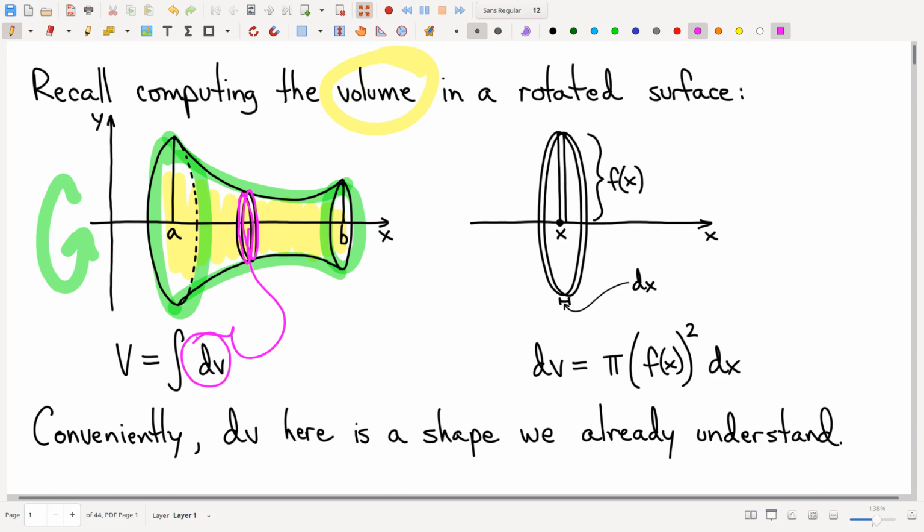And each one of those little dVs I can compute that total volume by looking at the cross-sectional area, and that's just the area here, right?